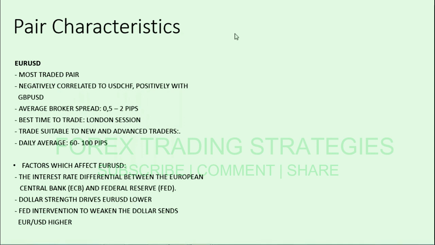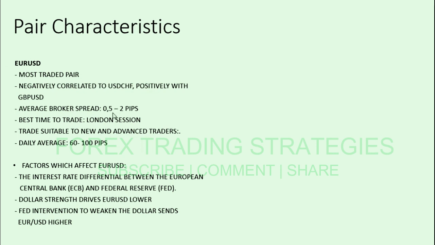Okay, now we've got the pair characteristics, meaning that we've got your Euro US dollar. Let's look at the Euro US dollar. It's the most traded pair. It's negatively correlated with US dollar CHF, US dollar Swiss, and positively correlated with the pound dollar. Meaning that if Euro US dollar is moving up, US dollar Swiss is moving down, and it moves similar with the pound dollar.